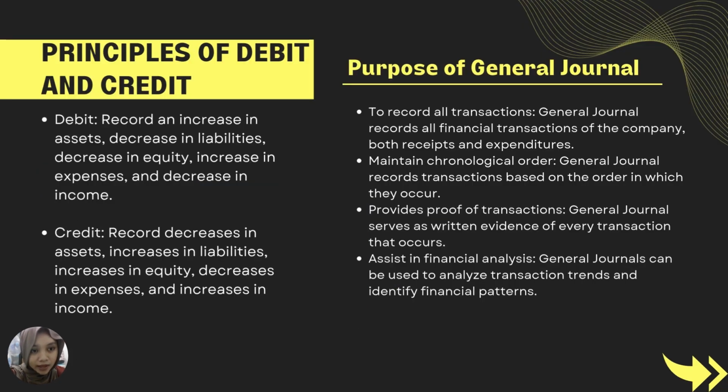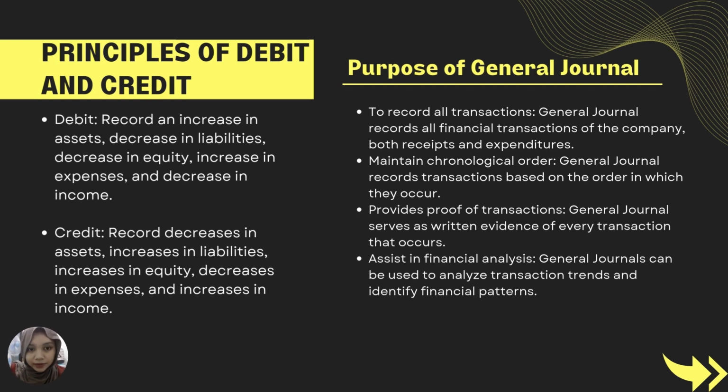Principles of debit and credit. Debit records an increase in assets, decreases in liabilities, decreases in equity, increases in expenses, and decreases in income. Credit records decreases in assets, increases in liabilities, increases in equity, decreases in expenses, and increases in income.